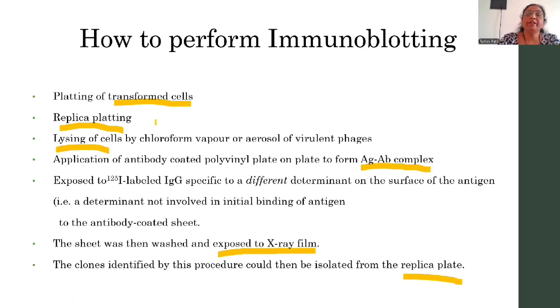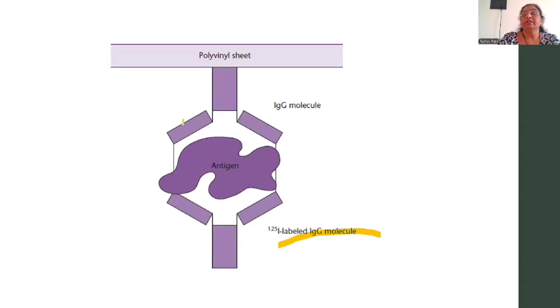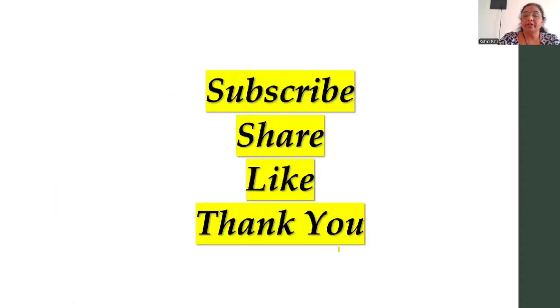So when you are using lambda gt11, there is a plating of the lambda phages over the plate, and the lambda gt11 phage which is expressing the protein is going to be detected with the help of the antigen antibody interaction. After that antigen antibody interaction, that antigen is detected with the help of whom? The secondary antibody, which is a labeled one. I think you may have a clear idea about the immunoblotting.